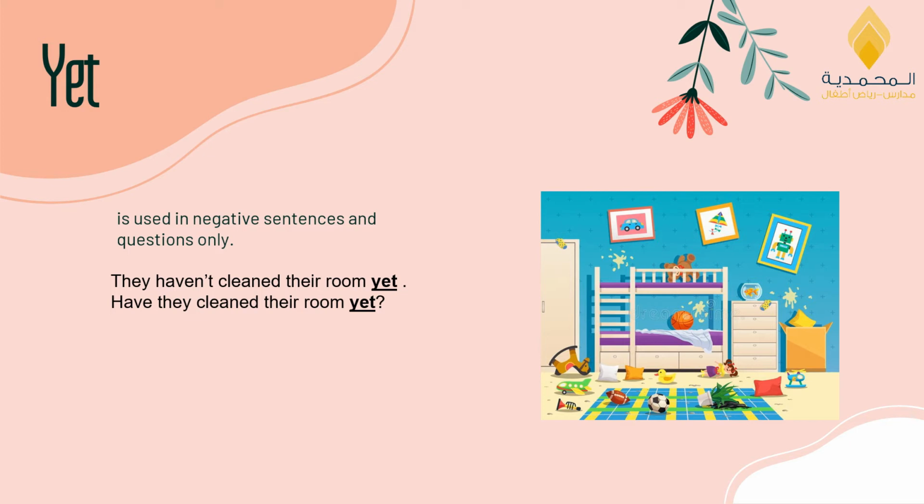It is a negative sentence. The other example, have they cleaned their room yet? So it is a question. So I am only using yet for a negative sentence in the present perfect and a question in the present perfect.